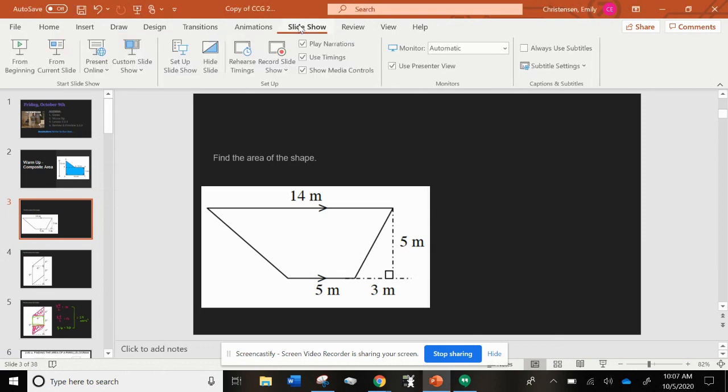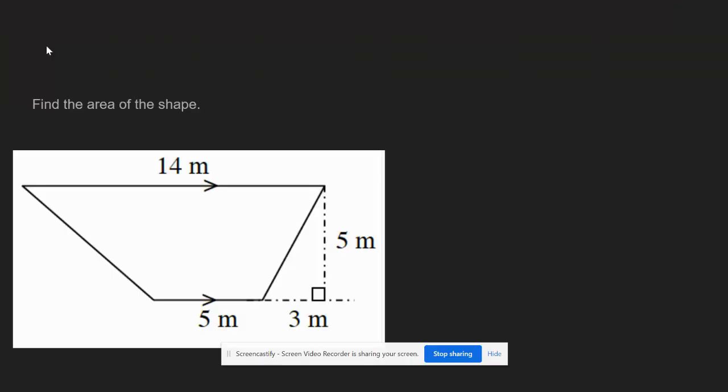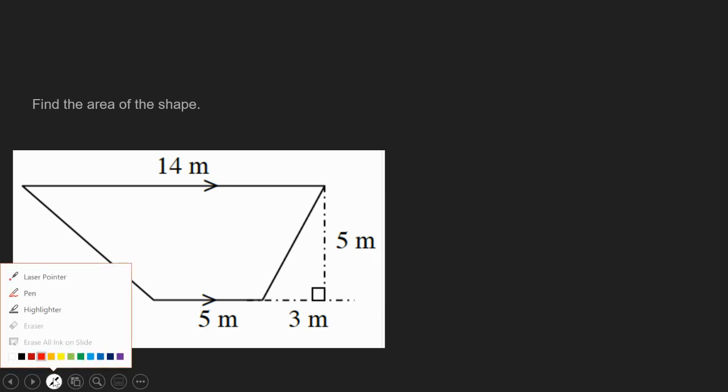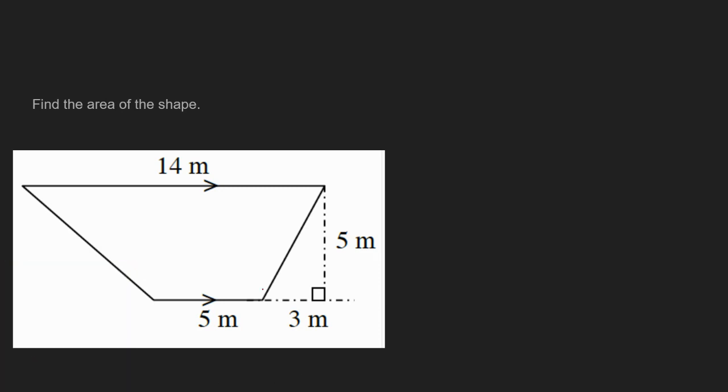So this first slide might be a shape that you know, but maybe you don't know how to find the area of it. But yesterday, we found area using triangles and rectangles. So let's break this shape down into those shapes that we already do know. For example, I see a triangle here. So I need the base and the height.